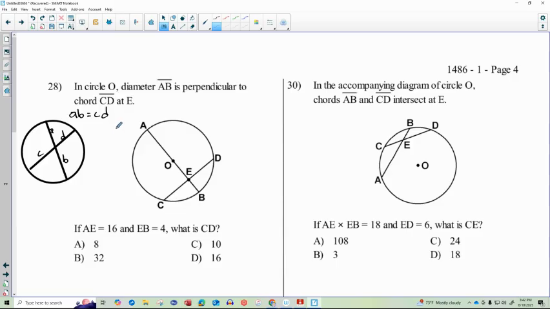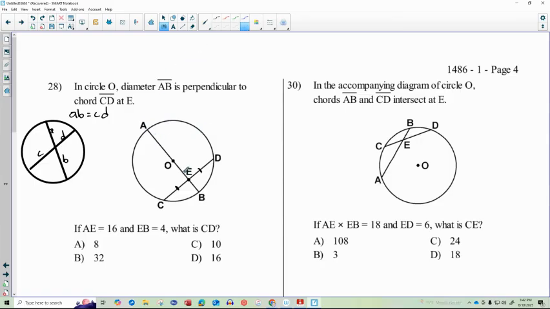But then we also learned this other rule that if one of the chords is a diameter, like it is here, and it's perpendicular to the other chord, it's also going to bisect it. That means this part and this part are also going to be the same. All right, let's see if we can do this problem here.